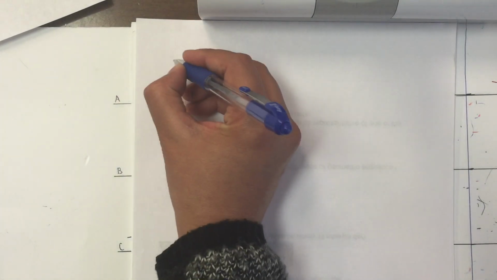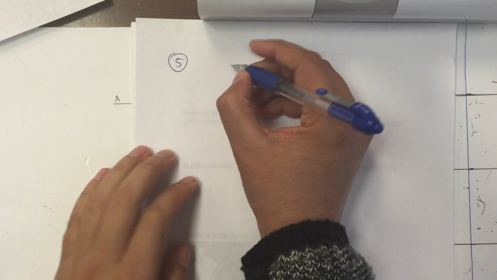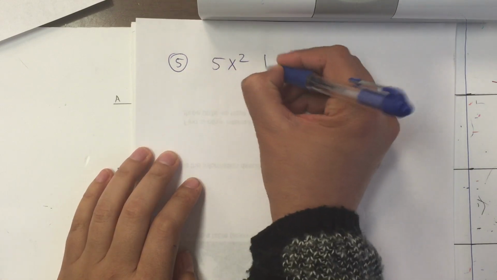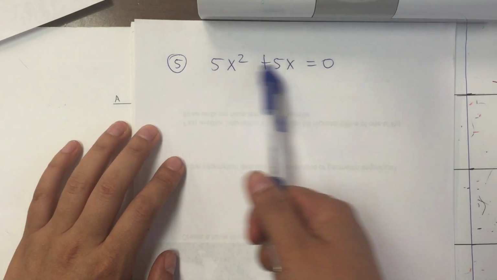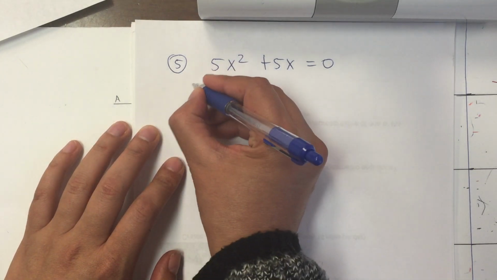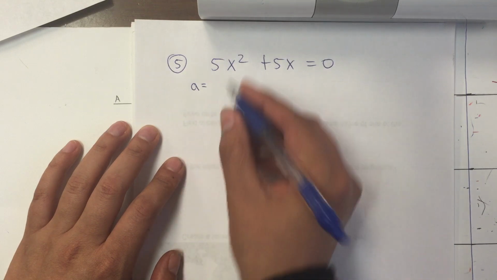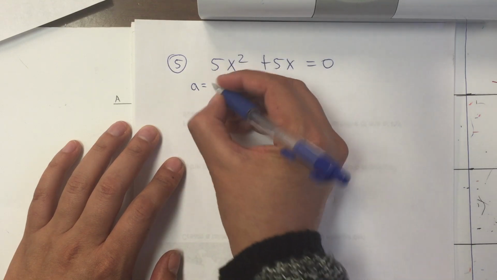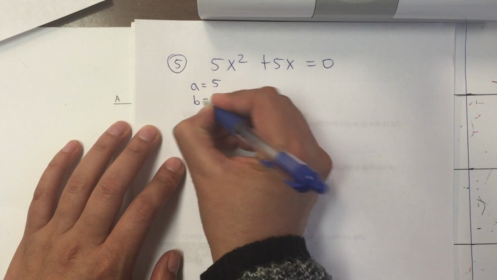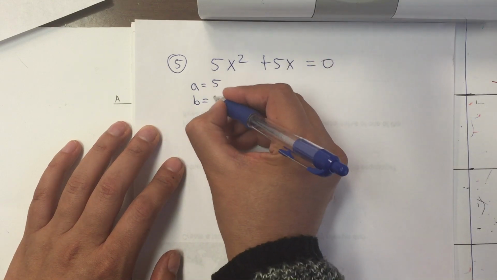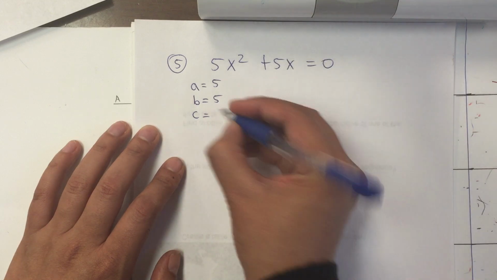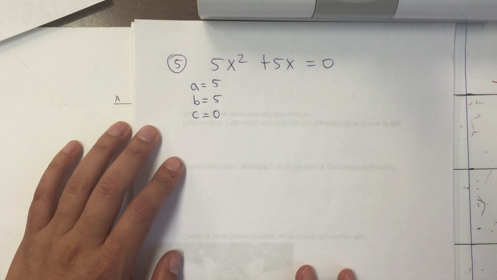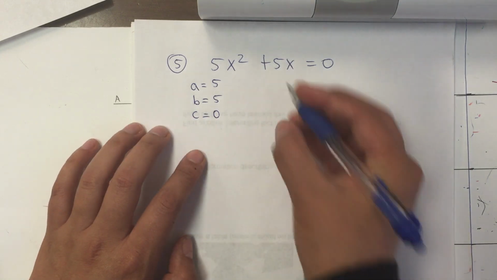Okay, two more examples. And we have 5x squared plus 5x equals 0. Uh-oh, only two terms. So what is a? A is always with x squared, so that will be 5. B is always with x, so that will be 5. And c, we're not adding a constant, so that will be 0. We need to include that, okay?